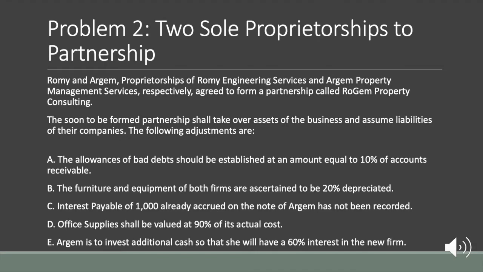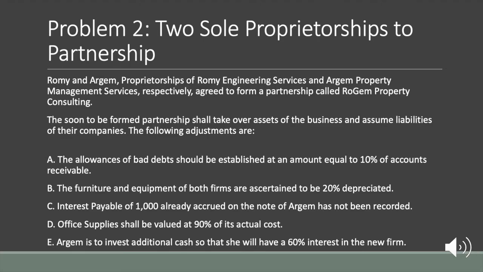For the next problem is two sole proprietorships, two partnership. So this is also from the book, and I didn't change the names. Romy and Argem, proprietors of Romy Engineering Services and Argem Property Management Services, respectively, agreed to form a partnership called Rogem Property Consulting. The soon-to-be formed partnership shall take over assets of the business and assume liabilities of their companies.